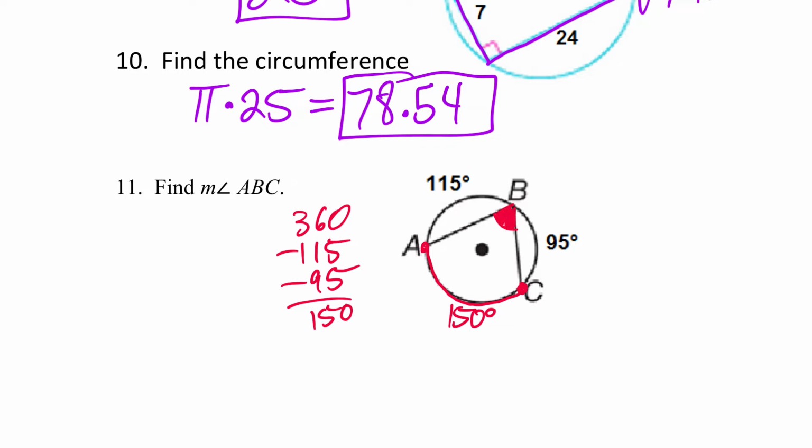And then from there, what I'm ultimately after is the measurement of this angle. How am I going to find the measurement of that? Divided by 2. Remember, this is what we call an inscribed angle right here. This is where the angle's on the edge. So we divide by 2. And so what does that give you? Gives you 75.